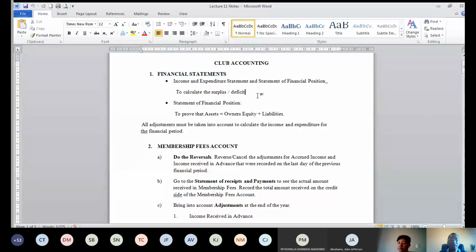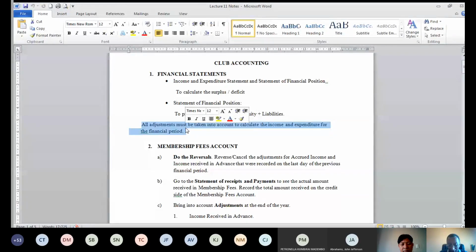We've got financial statements. The financial statements of a club consist of your income and expenditure statement and your statement of financial position. In your statement of income and expenditure, you must calculate either the surplus or the deficit. In your statement of financial position, you show all your assets, all your equity, and all your liabilities, and in the end, assets is equal to your owner's equity plus your liabilities. If they give you a question on club accounting and ask you to complete the statement of income and expenditure and the statement of financial position, we will still work with the same adjustments as in the case of a sole trader.